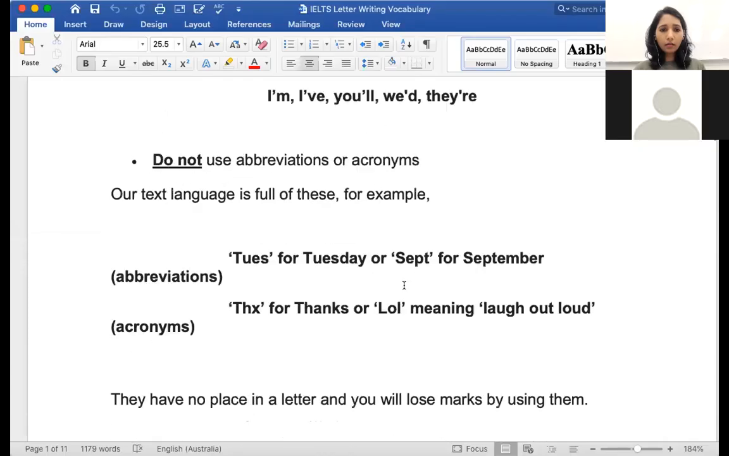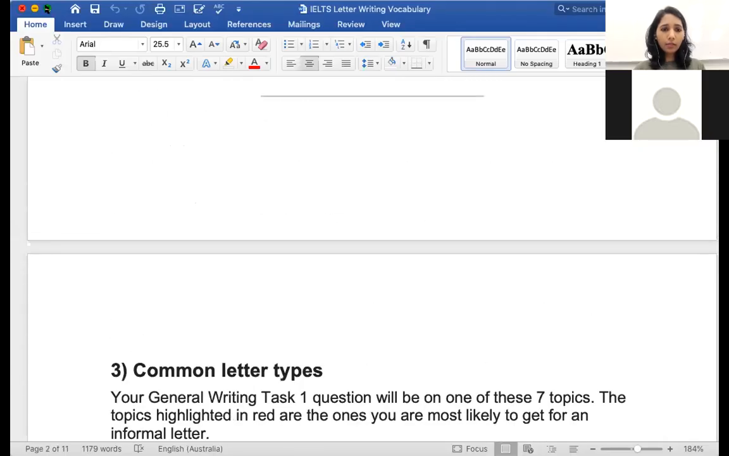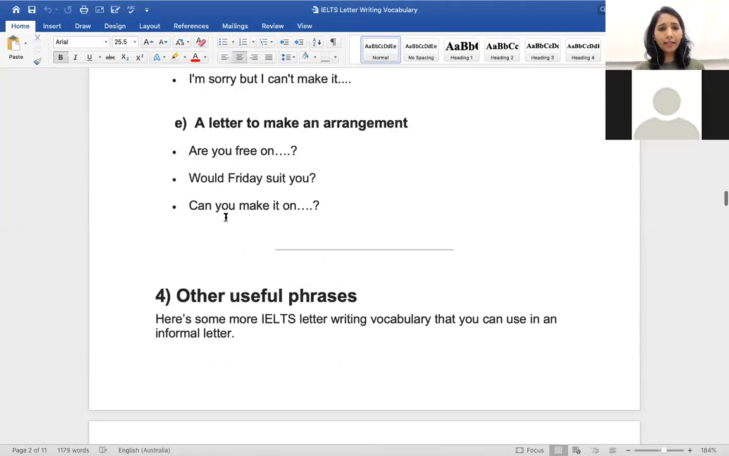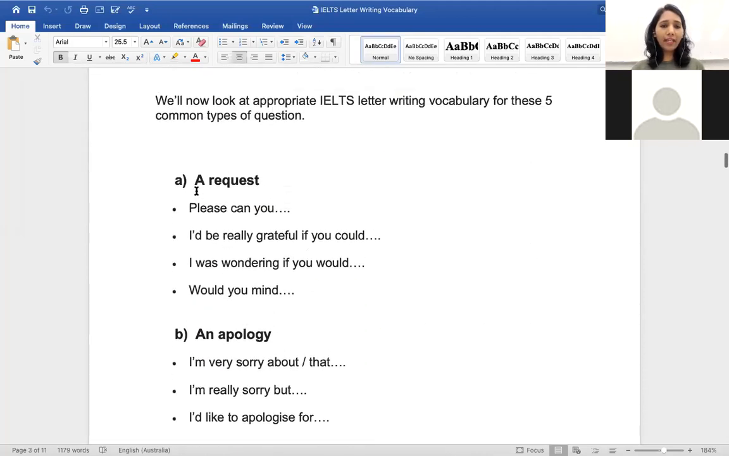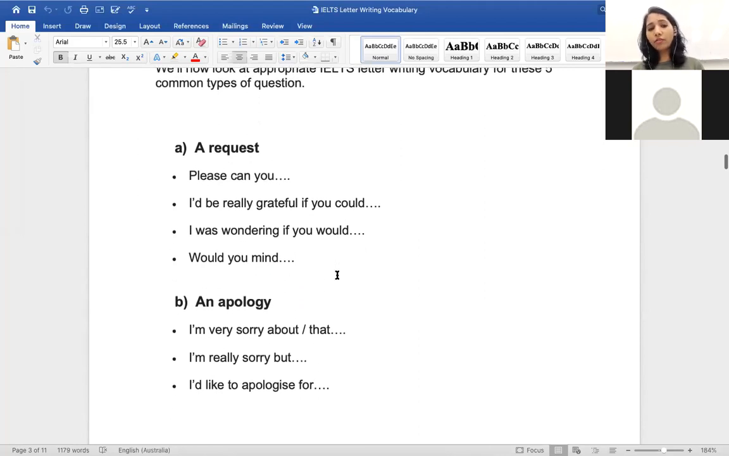Is that speaking and linking words? No, it's not the speaking one. This is for writing. So when you're writing, you could use words like this. When you're making a request, you could use, please, can you send my wallet? I'd be really grateful if you could make these adjustments. I was wondering if you could, would you mind doing this?